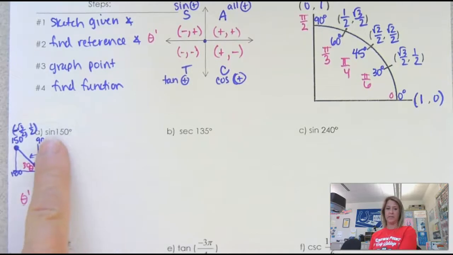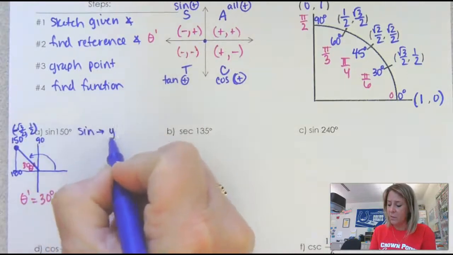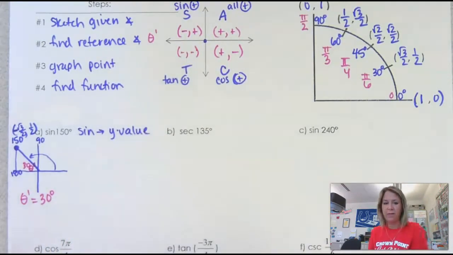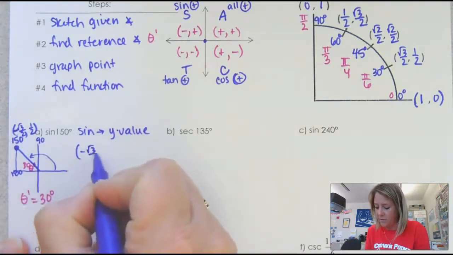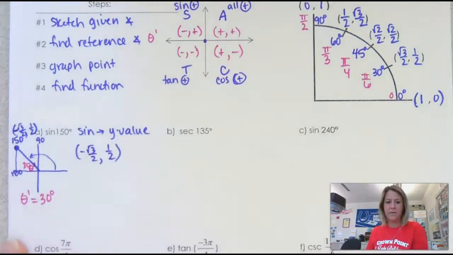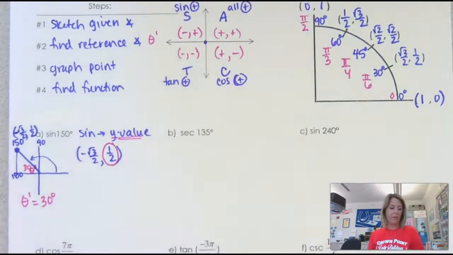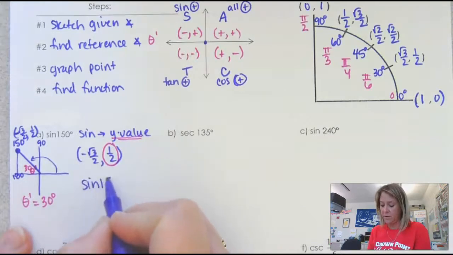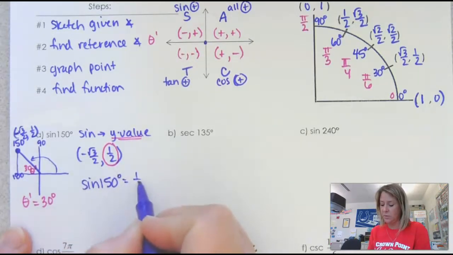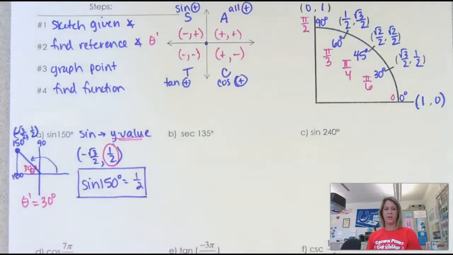Now let's look at what is asking us. It's asking us for sine of 150. The sine stands for the y value. We have our ordered pair. Let me rewrite that. That's pretty small. So that ordered pair there is negative radical 3 over 2, 1/2. The y value is that number right there. So what that tells me is the sine of 150 degrees is equal to 1/2.